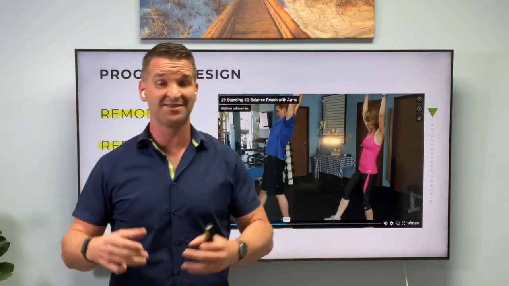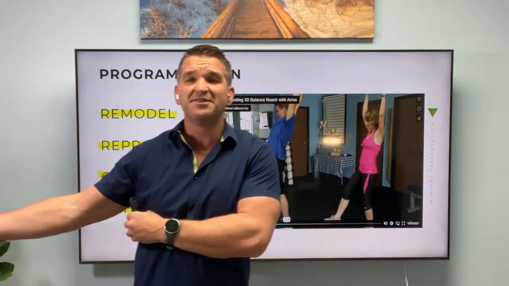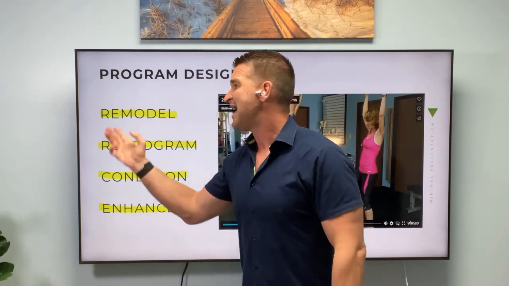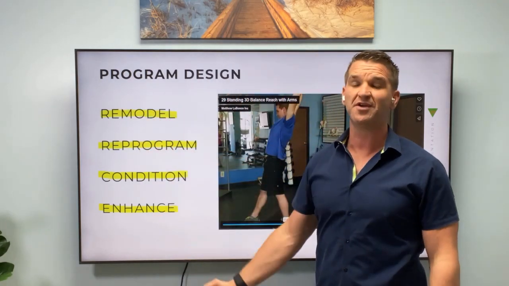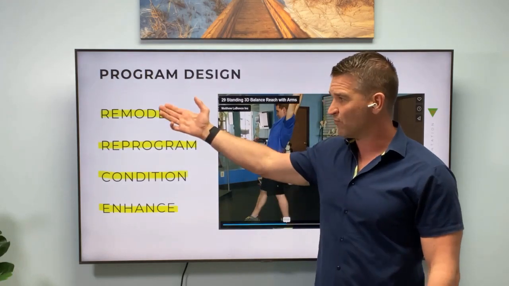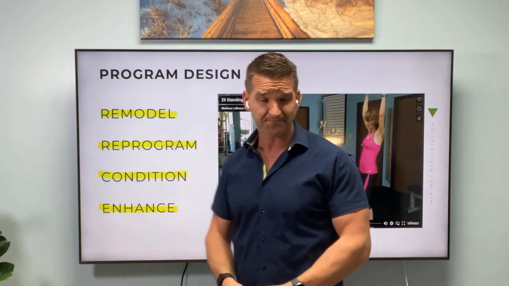I mentioned in the book, like with my athletes, I would really put them in challenging positions because they would be in challenging positions, especially basketball players and volleyball players when it came to ankle sprains. We really had to challenge their system to be able to maintain any range of motion that we created through the corrective movement phase, okay? So remodel, reprogram, condition, enhance.